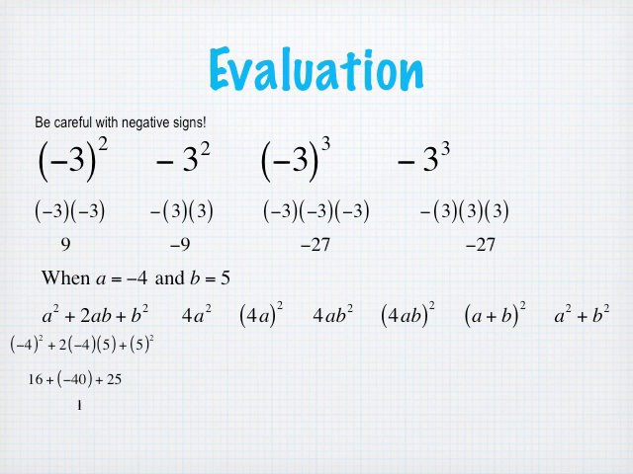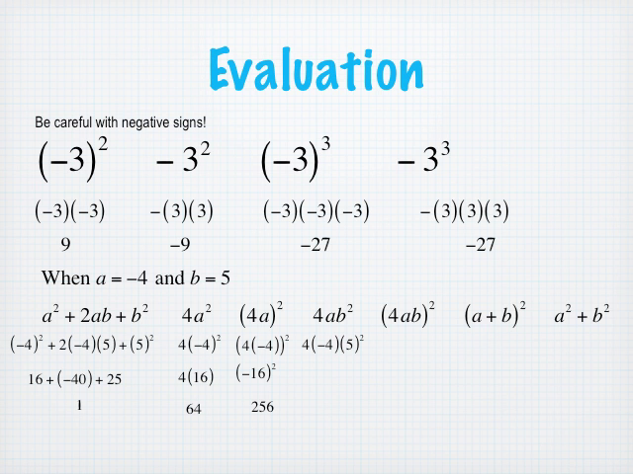Okay, 4a squared. Again, if you're substituting in place of a, put parentheses where the a was and put the number inside. So it's 4 times negative 4 squared, 4 times 16, or 64. If I have 4a squared, 4 times negative 4 is negative 16. Now I square that negative 16, so I get 256.